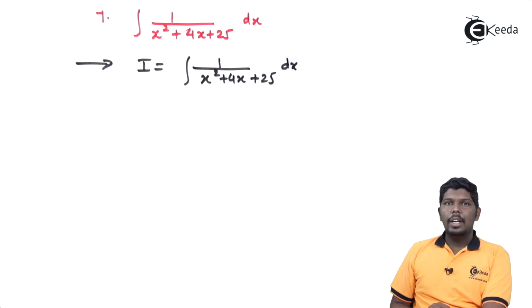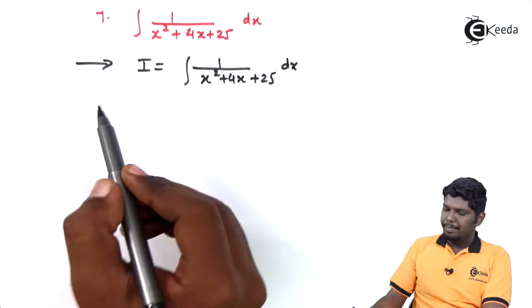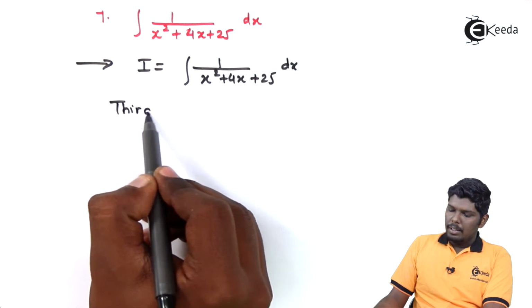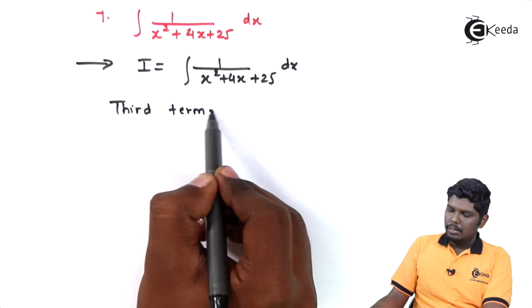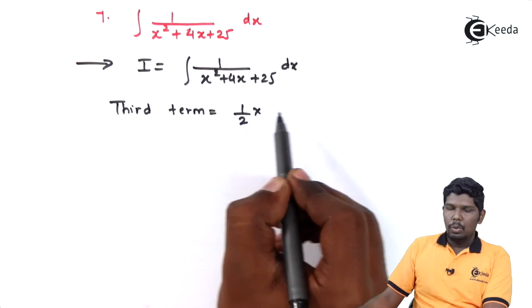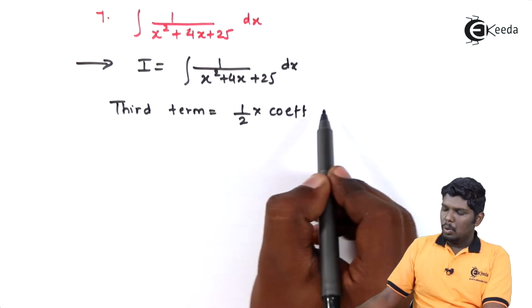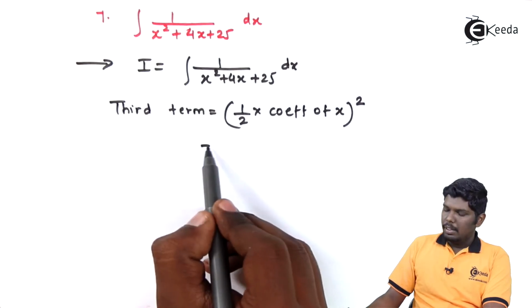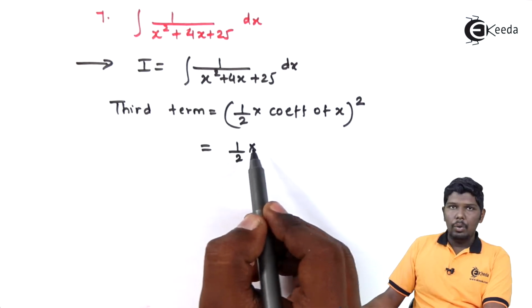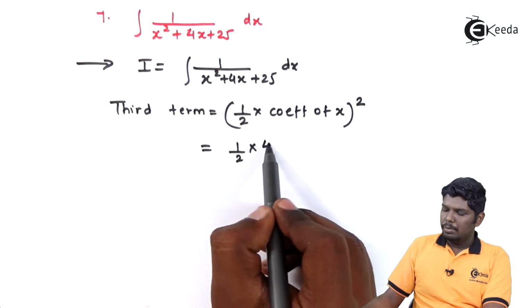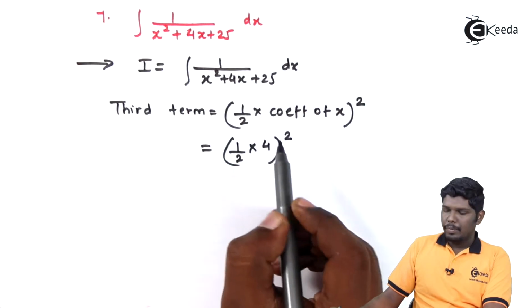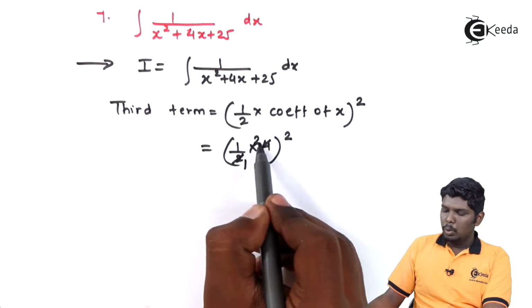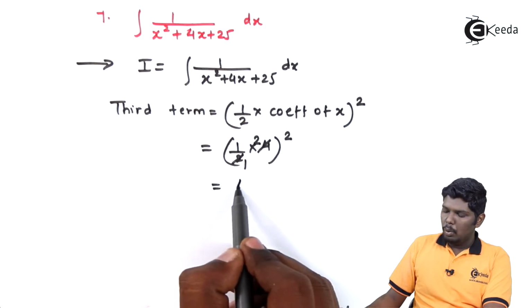Here the first step will be to make sure that the coefficient of x square is 1, which is already 1. Now we will find the third term. Third term is given by half into coefficient of x, the whole square, that is half into coefficient of x, which is 4, the whole square. Here we have 2 ones and 2 twos, 2 square will give you 4.